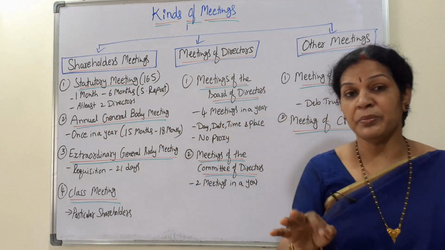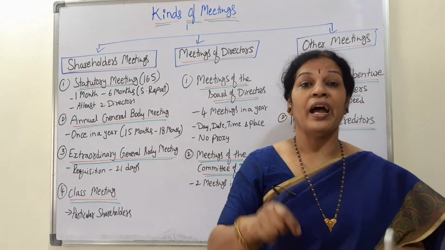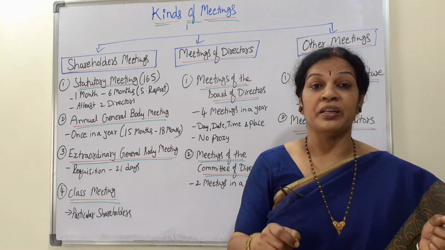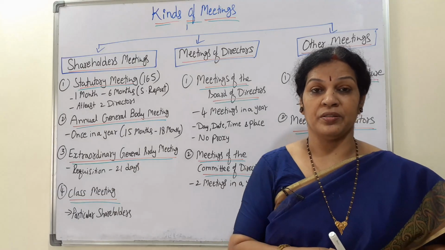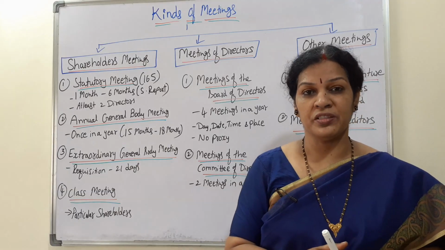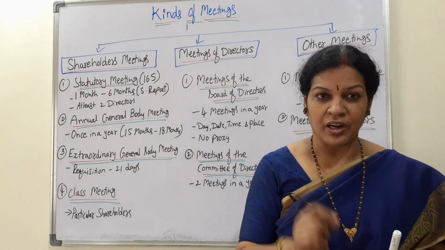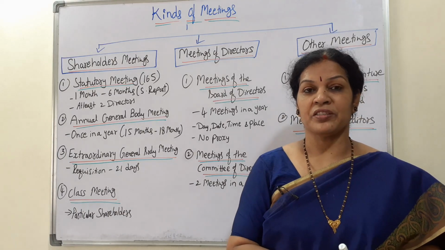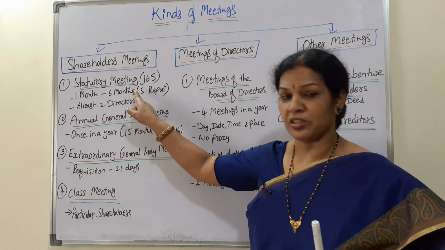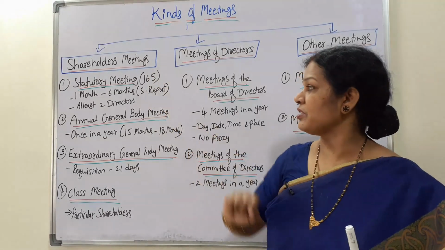For the statutory meeting, at least 2 directors have to attend, and an authorized person, an authorized chairman, has to conduct this statutory meeting. This is compulsory, especially after the commencement of business. The statutory meeting must be conducted within 1 month to 6 months as per section 165.